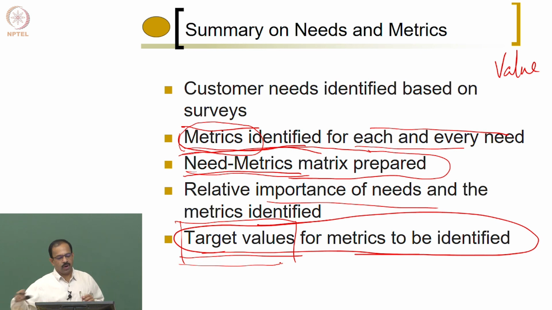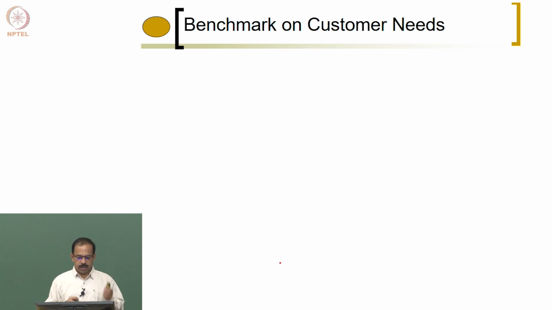So let us see how to identify the values. One of the most commonly used methods is known as benchmarking of the products with the existing products, or you try to benchmark the parameters with the existing products. So this is the first step in identifying the values.